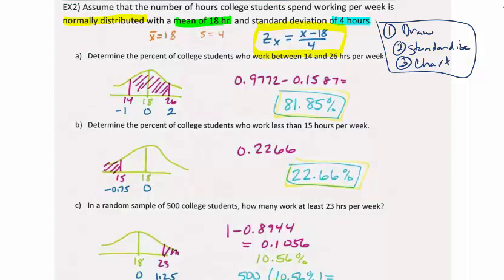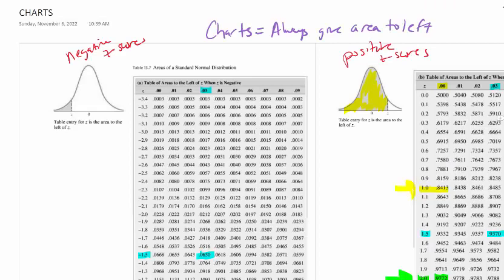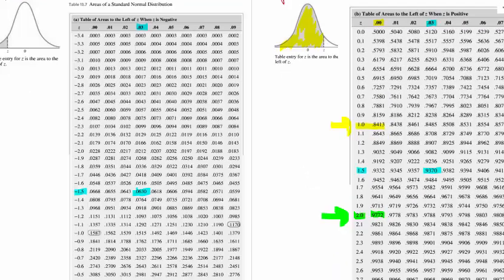We are plugging it in to get our z-scores up here. So we plugged in 14. That gave me a negative 4 over 4, which is negative 1. I plugged in 26. That gave me an 8, and then I divided by 4, which gave me a positive 2. I go back over to the chart, and these actually are pieces we've already used before.